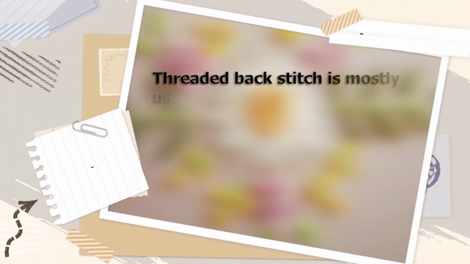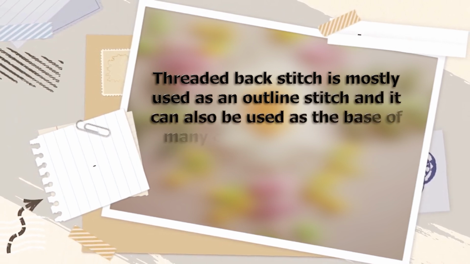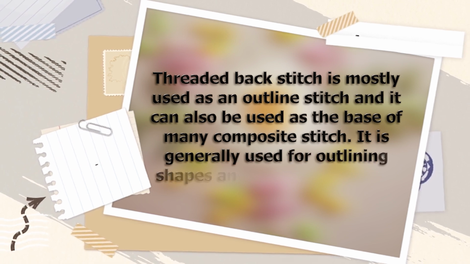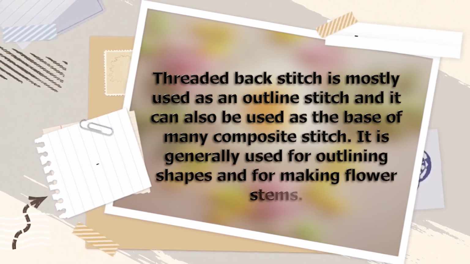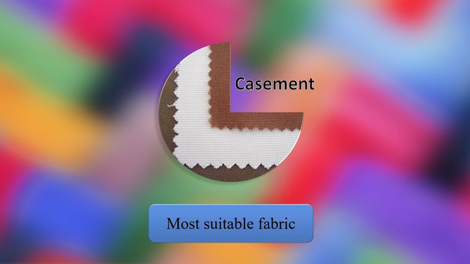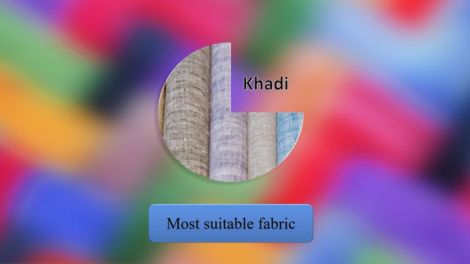In this video, we are going to learn threaded back stitch. Threaded back stitch is mostly used as an outline stitch and it can also be used as the base of many composite stitches. It is generally used for outlining shapes and for making flowers, stems. So, try to select the designs which have more lines. Most suitable fabrics for this embroidery are casement, mati, jute, cotton, khadi and others.